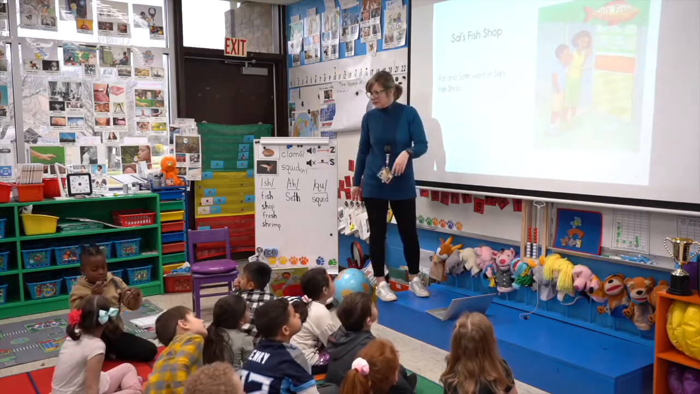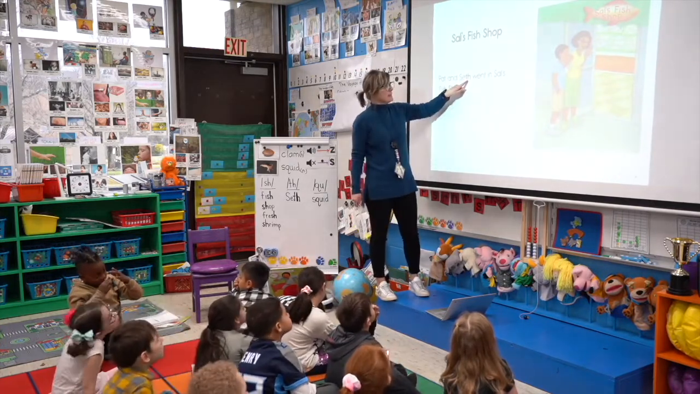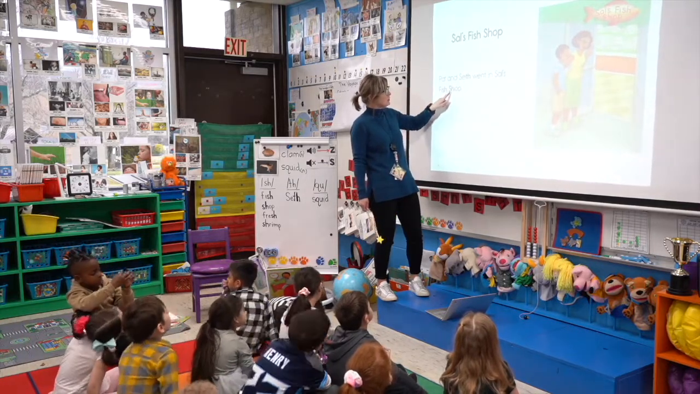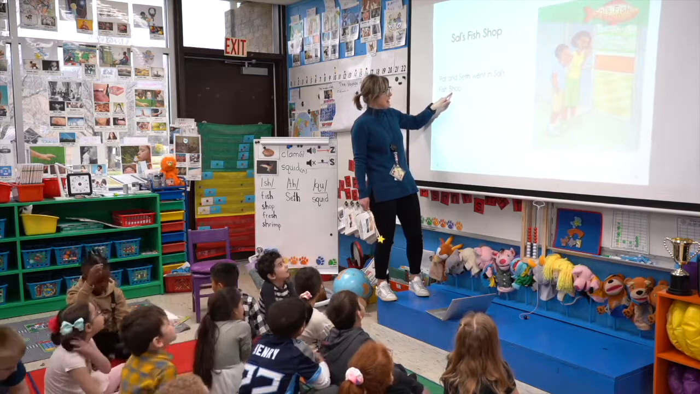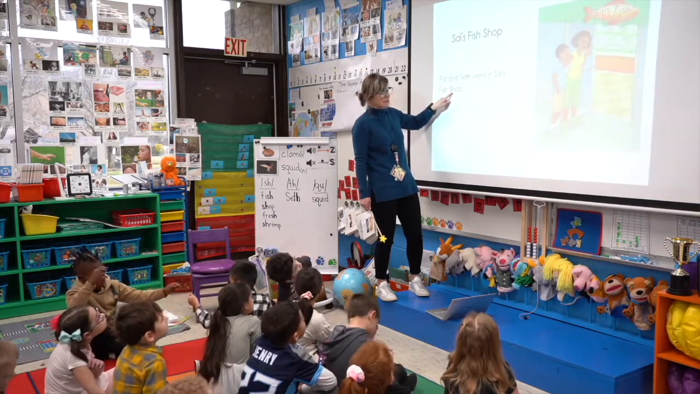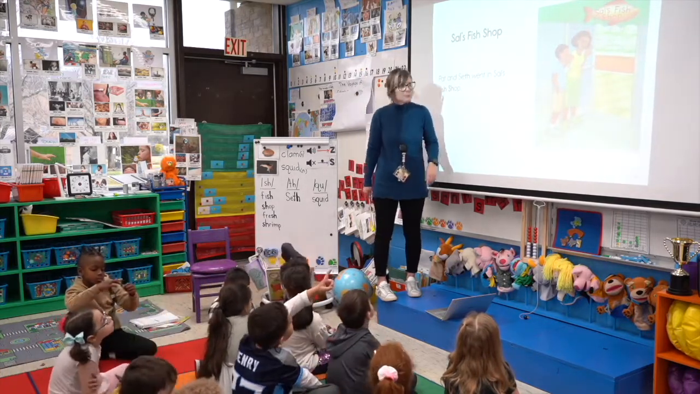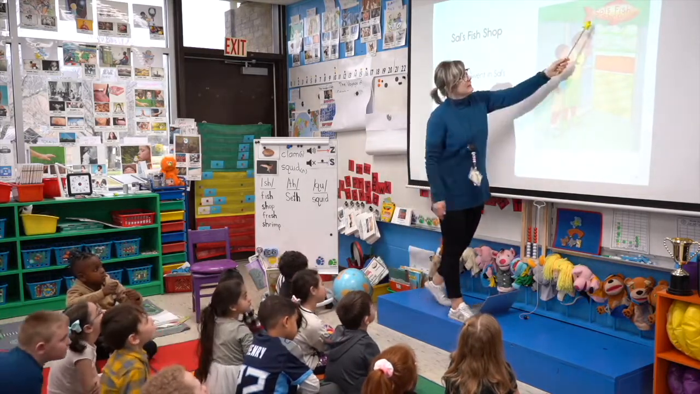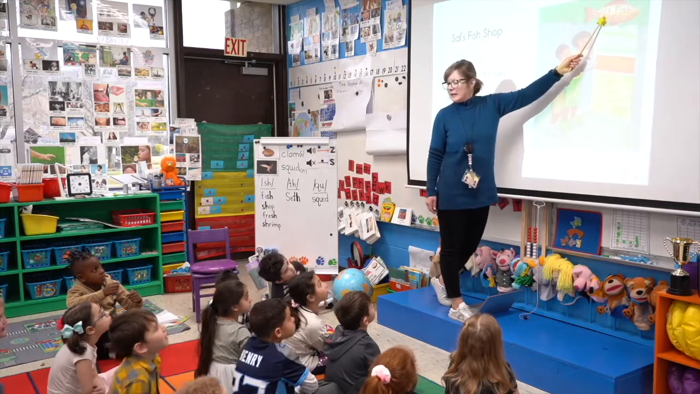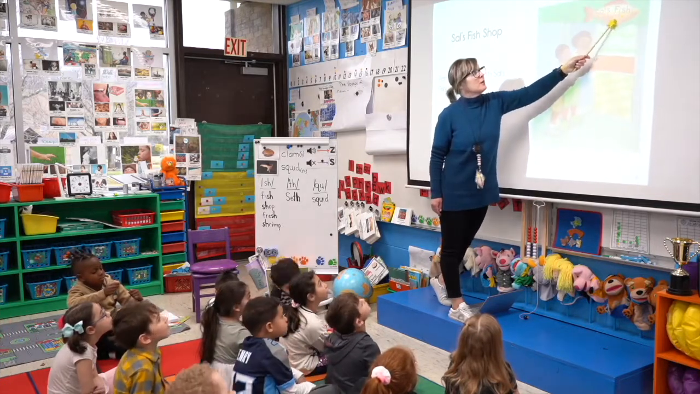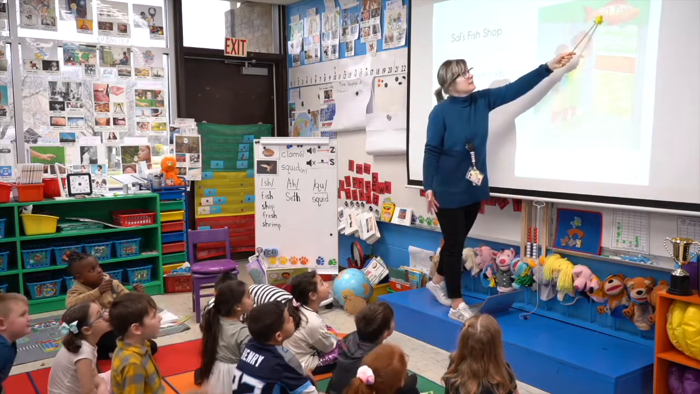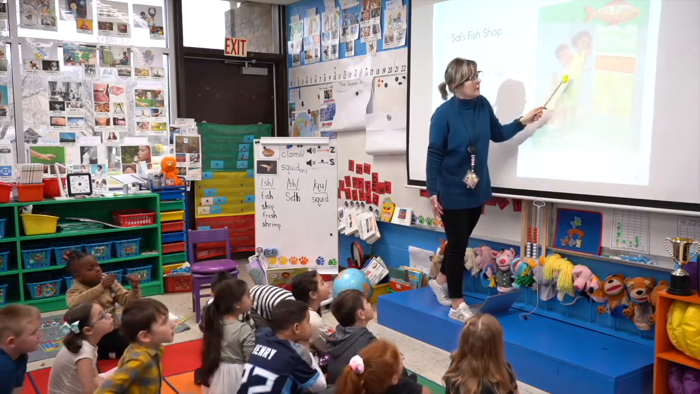Now, if you've noticed, CKLA is giving you that TH digraph nice and dark, the SH digraph nice and dark. I also want to point this out. They have the title and the fish. And look, there's that apostrophe because they want everybody to know whose fish shop it is. It is Sal's Fish Shop. And look, they're going in.